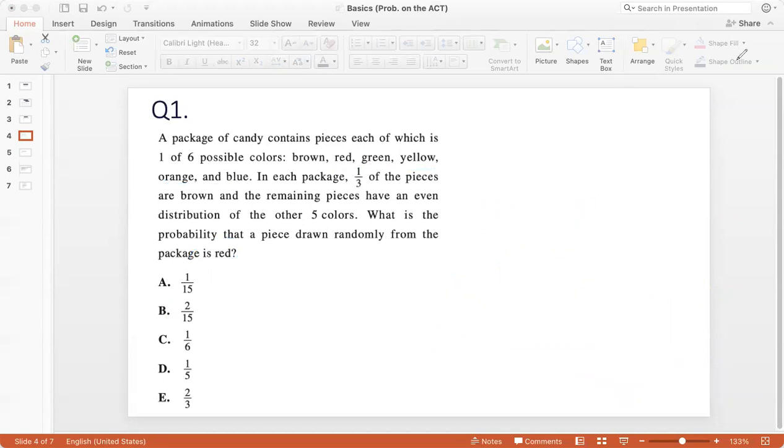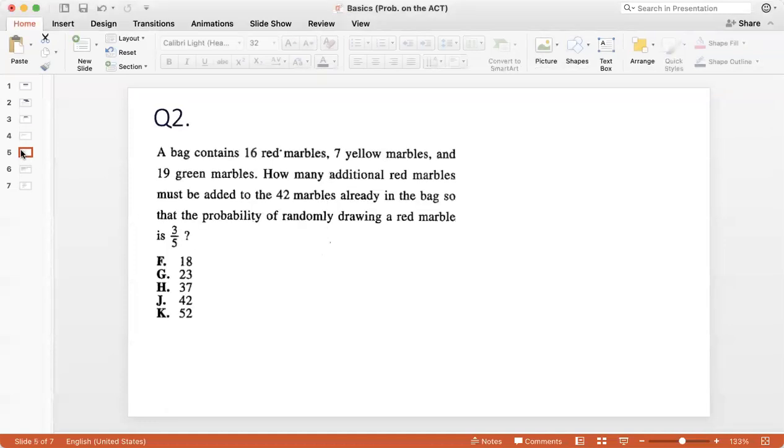Okay, let's move on. A bag contains 16 red marbles, 7 yellow marbles, and 19 green marbles. How many additional red marbles must be added to the 42 marbles already in the bag so that the probability of randomly drawing a red marble is 3/5?